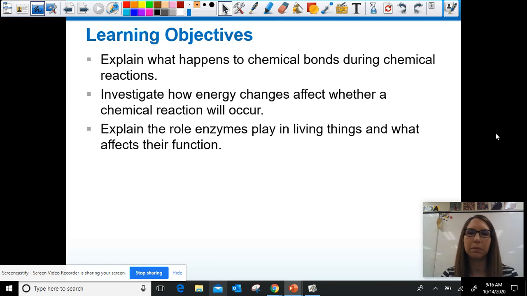All right. So our objectives here for section 2.4, we have 3 of them. First one, explain what happens to chemical bonds during chemical reactions. Investigate how energy changes affect whether a chemical reaction will occur, and explain the role enzymes play in living things and what affects their function.